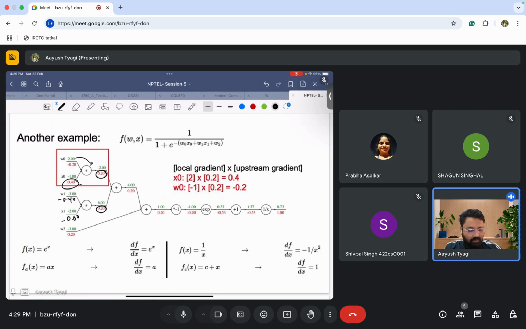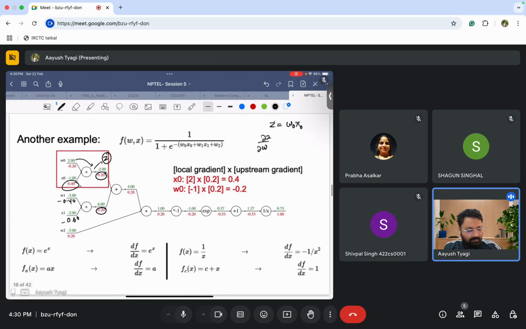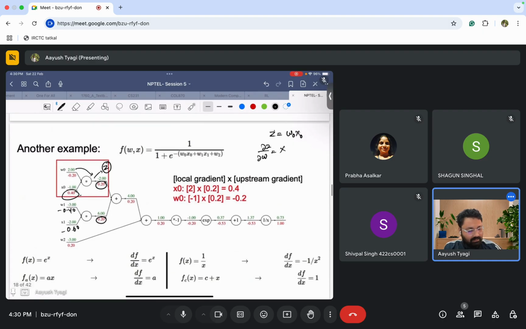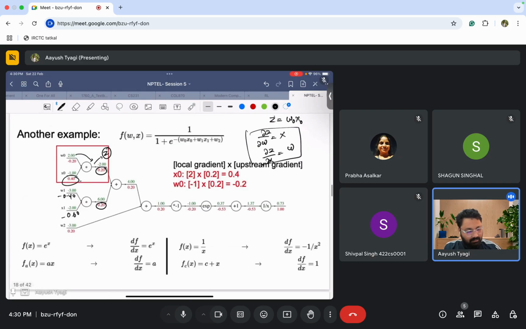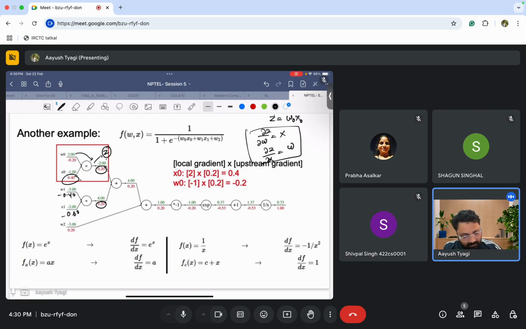Suppose you don't know the gradient. Using this pattern, let's say the output at this point is z. That is basically the multiplication of x0 and w0. When you take the output with respect to input, you get x, and you get w, right? So you just multiply the global gradient with the local gradient.